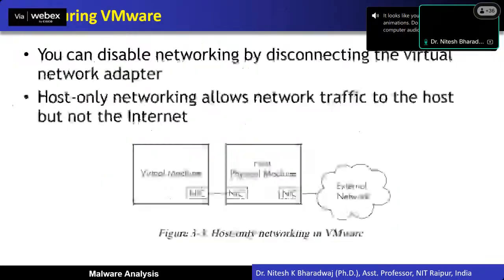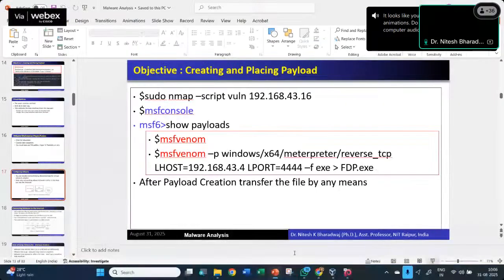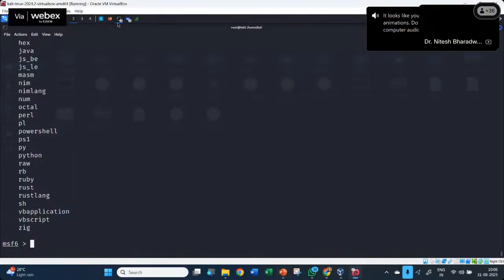And talking about dynamic analysis, you need to see the behavior of the actual running malware. So you can disable the networking by disconnecting the virtual network adapter, and host-only networking allows network access to the host but not to the internet. So we need to do this type of configuration. So that will start in parallel.